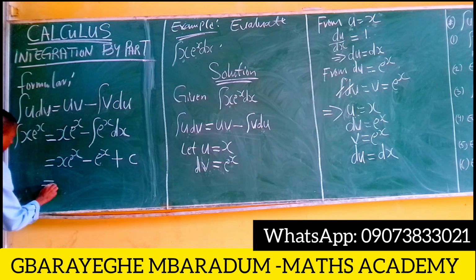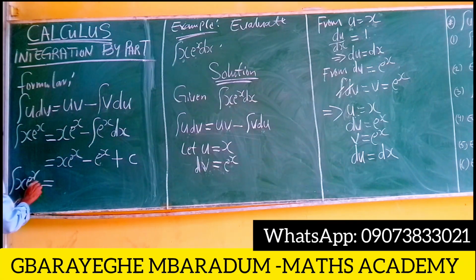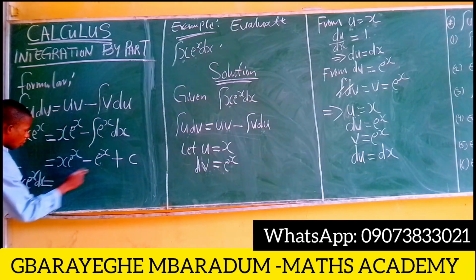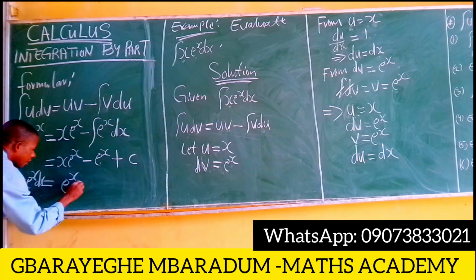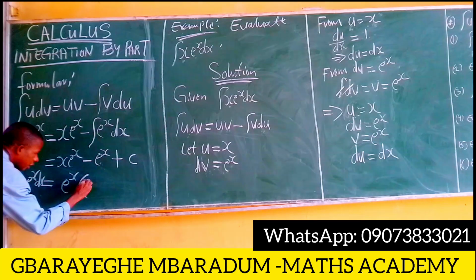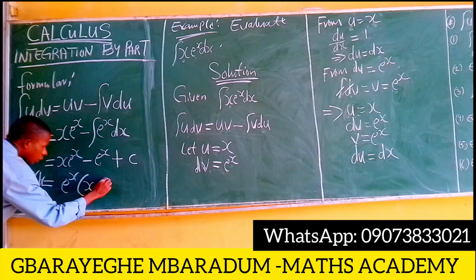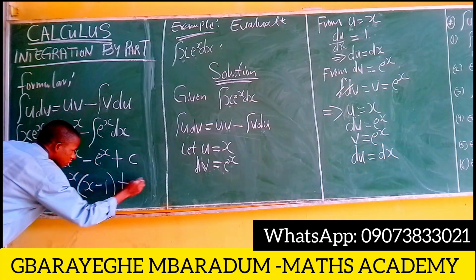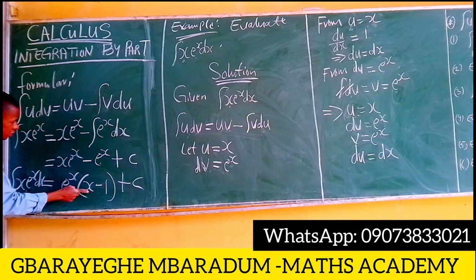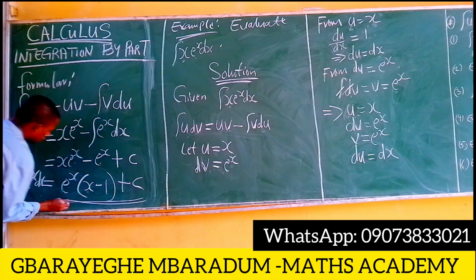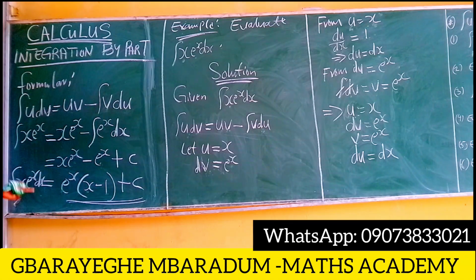So this implies that the integral of x exponential x dx is equal to, now if you factor out this exponential x since they are common, we will have exponential x as bracket. This x is here already, then minus 1, plus c. Because exponential x times x gives us x exponential x, and exponential x times 1 gives us exponential x. This is the final answer on how to integrate this x exponential x.